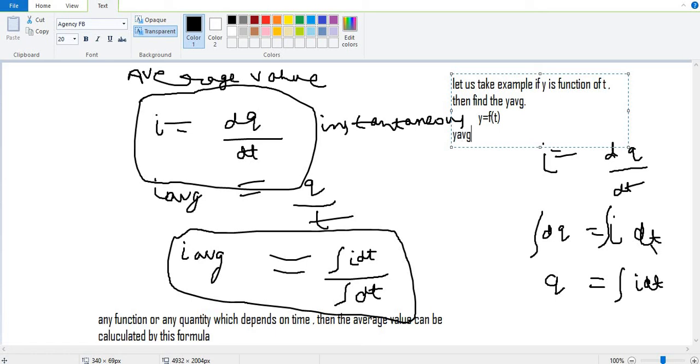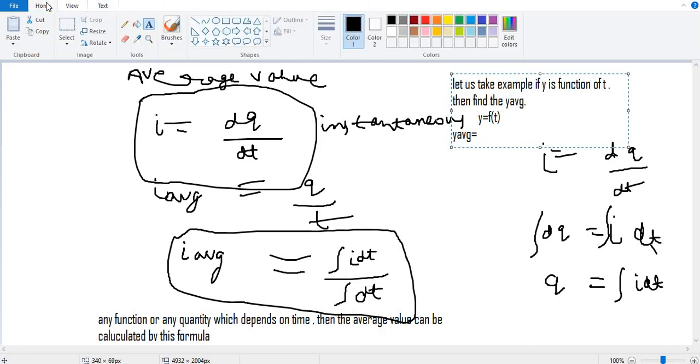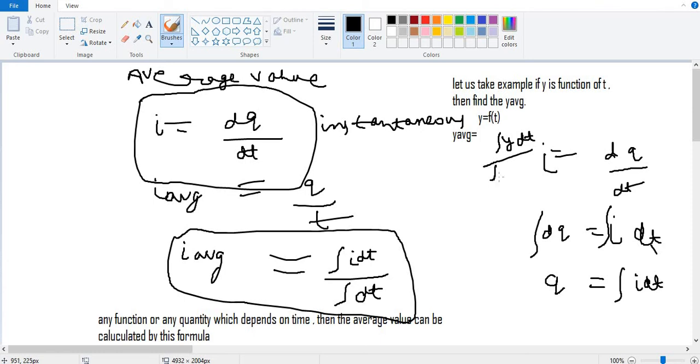So y average is equal to integration of y dt by integration of dt. This will be the formula of y average. Whenever any function or any quantity depends on time, the average value can be calculated by this formula, that is, I average is equal to integration of I dt by integration of dt, or anything. So if it is a function of y, then it will be integration of y dt by integration of dt.